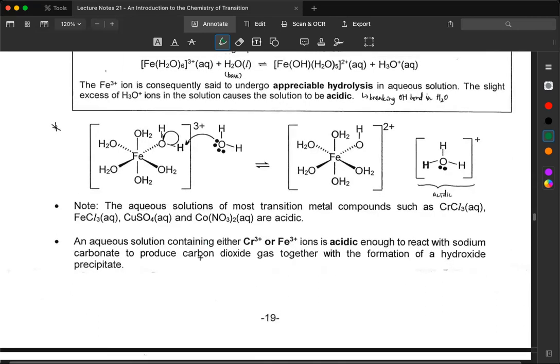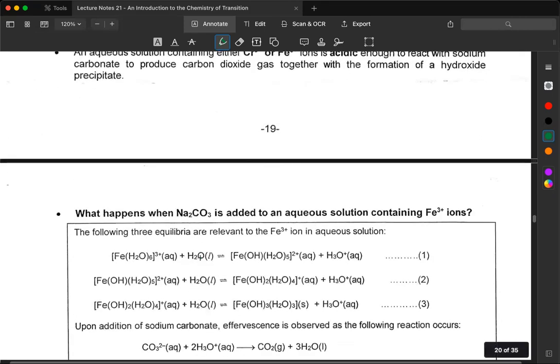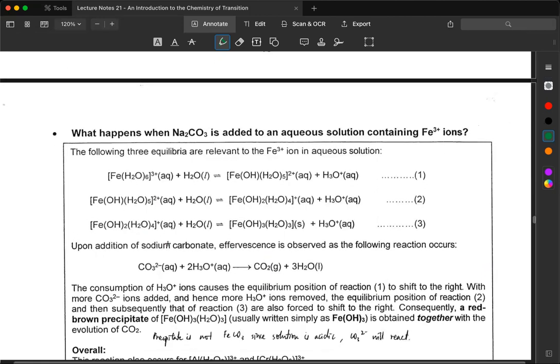An aqueous solution containing either chromium(III) or Fe3+ ion is acidic enough to react with sodium carbonate to produce carbon dioxide gas, with the formation of a hydroxide precipitate. So let's see what happens if you add sodium carbonate to a solution that contains Fe3+. The following three equilibria are relevant to the Fe3+ in aqueous solution. So if you continue to add water, then more and more hydronium ion forms. If you add sodium carbonate, the carbonate will react with the hydronium ion to form carbon dioxide and water.